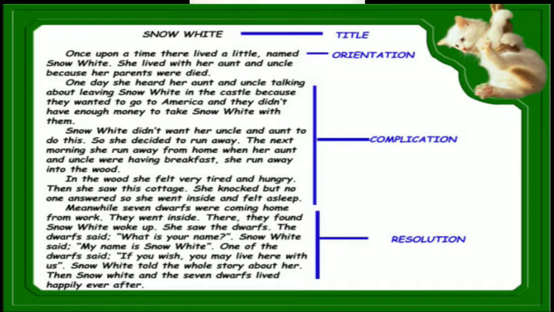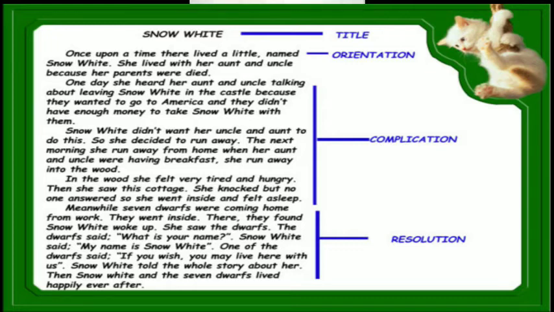Okay, this is the example of fairy tale narrative text. As you can see on the screen, the title of the narrative text is Snow White, and there are three main generic structures of narrative text. The first paragraph is orientation.